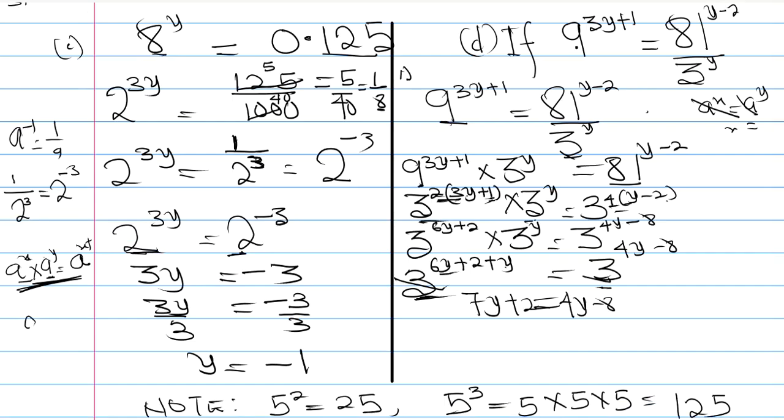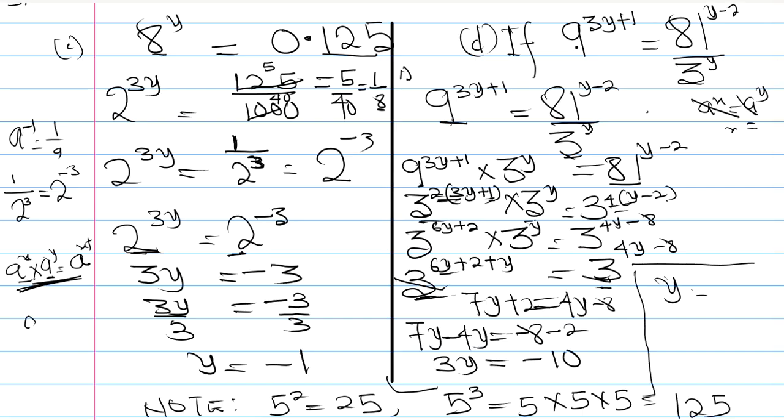I can collect the like terms here: 7y minus 4y equal to minus 8 minus 2. Here we have 7y minus 4y, which is 3y. So we have 3y equal to minus 10. Dividing both sides by 3, my y is equal to minus 10 over 3. So this is the answer.